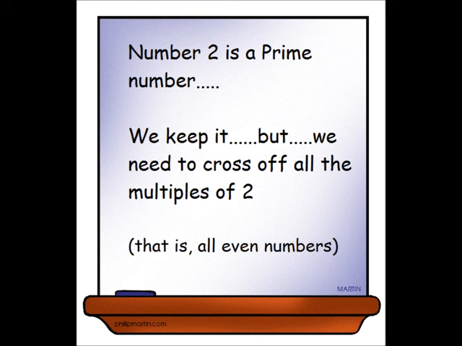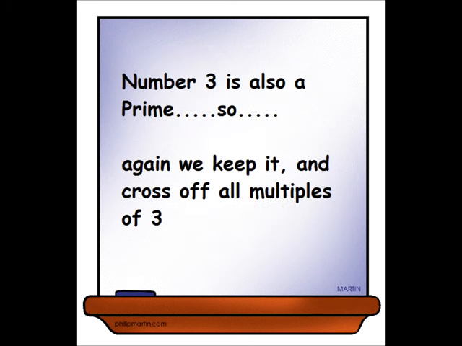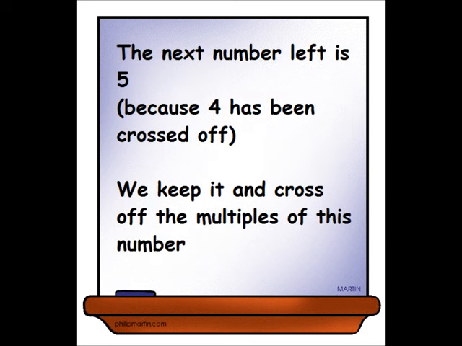Number 2 is a prime number. We keep it, but we need to cross off all the multiples of 2. That is, all even numbers. Number 3 is also a prime number. So again, we keep it and cross off all multiples of 3. The next number is 5 because 4 has already been crossed off. We keep it and cross off all the multiples of 5.